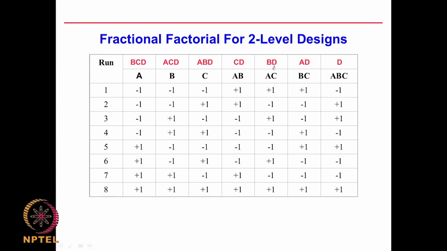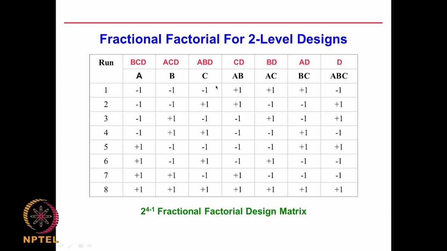Same thing I can show that BD looks exactly like AC. Same thing I can show AD looks exactly like BC. And also A looks exactly like BCD, just like D looks exactly like ABC. A looks exactly like BCD, B looks exactly like ACD, C looks exactly like ABD.